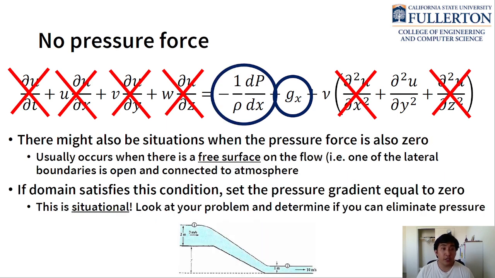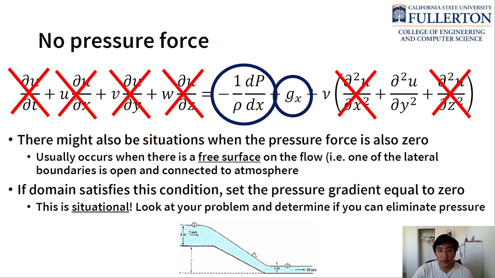All right, the next one is no pressure force. This one's a little bit tricky. There are situations where we can eliminate the pressure force, and most of the time, those are going to be when you have a free surface in the flow. By free surface, what I mean is that one of the lateral surfaces of the flow is open and connected to the atmosphere.